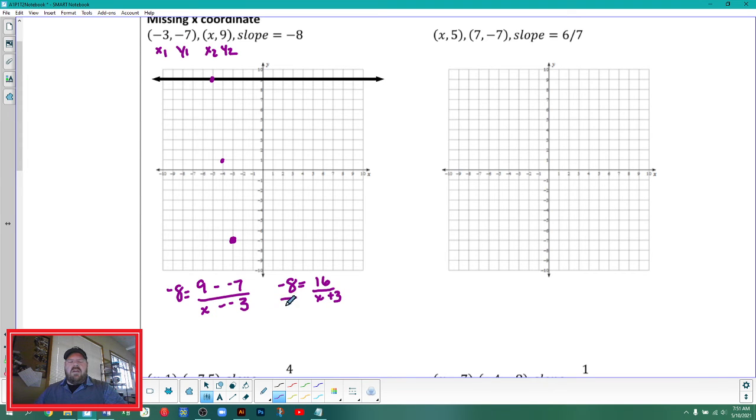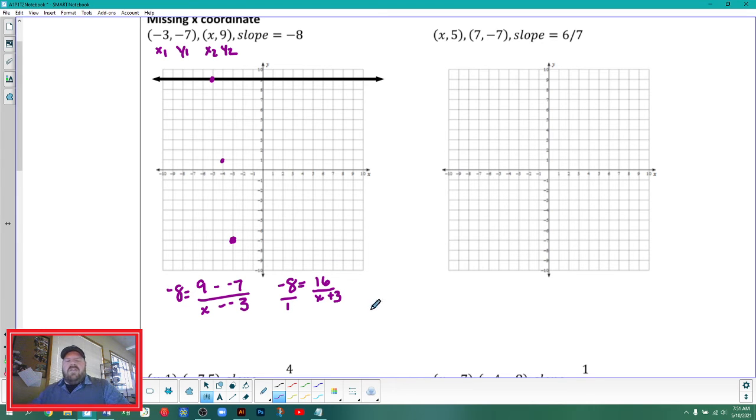Now, really, if you wanted to think of it this way, this is like our proportions work, right? You're solving a proportion here. And if you want to use cross multiplication, you can. I think that's a pretty good strategy and kind of the best strategy that we have. But I do want to think of that -8 as -8 over 1.